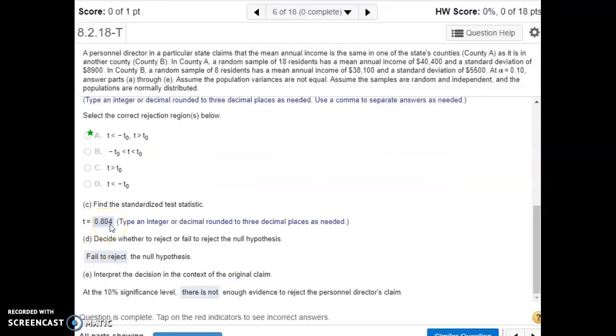0.804 is not in the rejection region, so we will fail to reject the null hypothesis. And since our null hypothesis was the claim, there's not enough evidence to reject that claim.